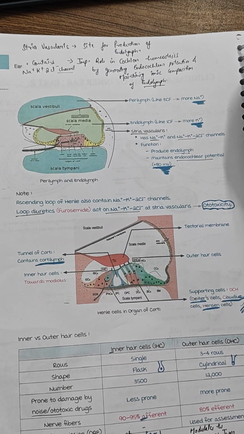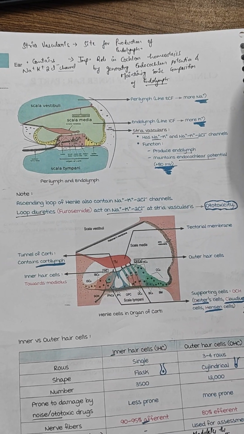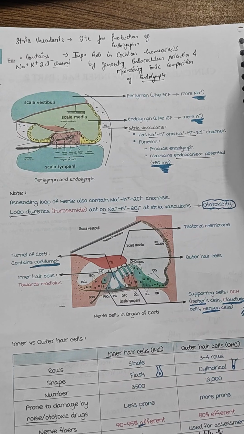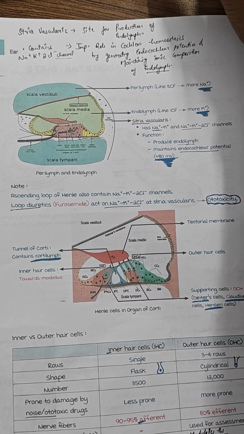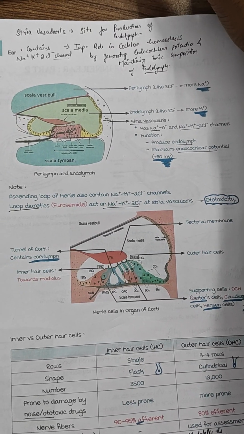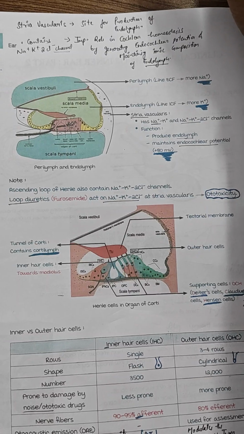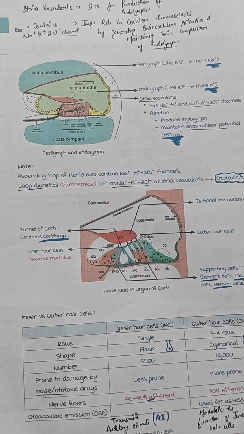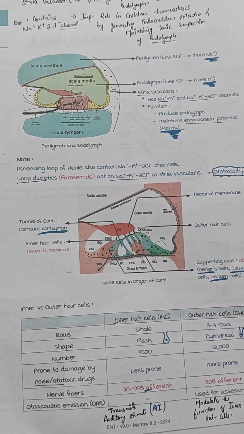In the stria vascularis, there are two channels, the sodium potassium and the sodium potassium 2 chloride channels. As we also know, it is the same channel which is present in the loop of Henle in the nephronic tubule, on which the loop diuretics act. So what will be the endolymphatic potential? It is plus 80 to plus 85 millivolt.